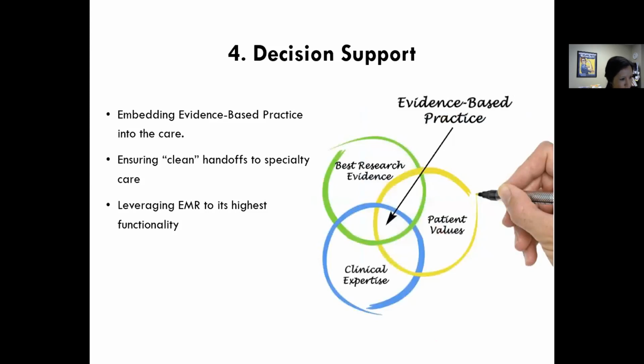and your questions being answered by the specialist in terms of what they did to get the patient back in control. And here with the referrals, you want to leverage your electronic medical records to the highest functionality so that when you refer a patient electronically, it gets there, it's not lost on a fax machine, and the specialist knows exactly why the patient's coming and what your clinical questions are.